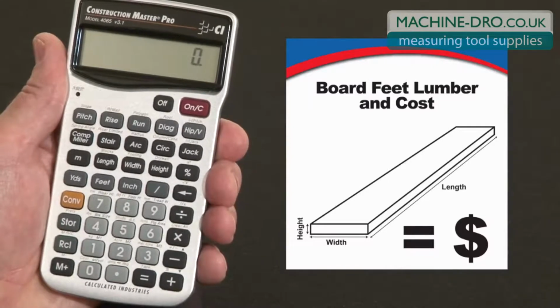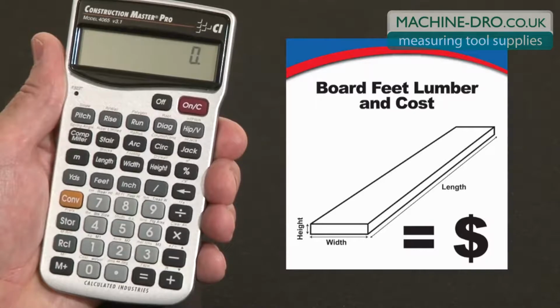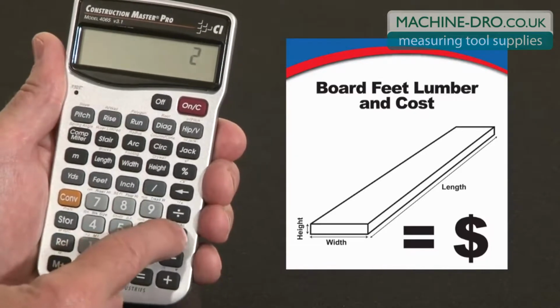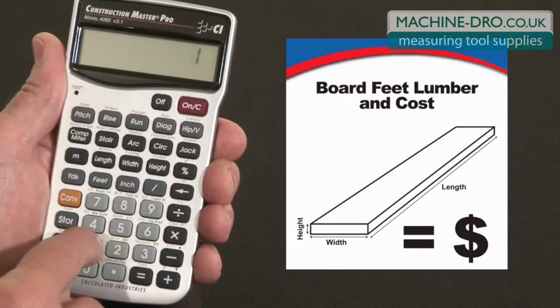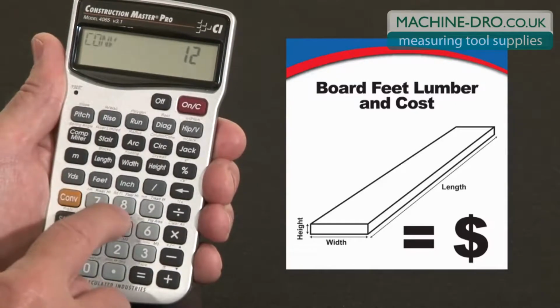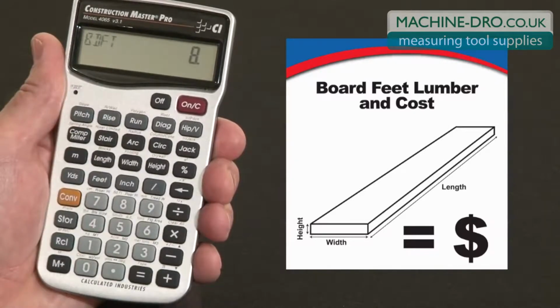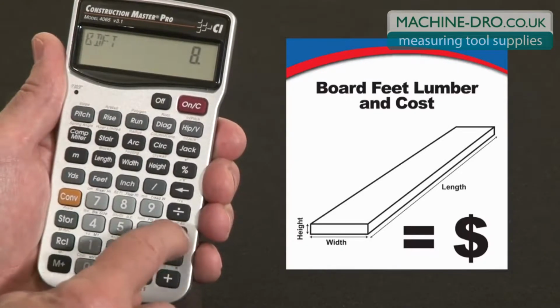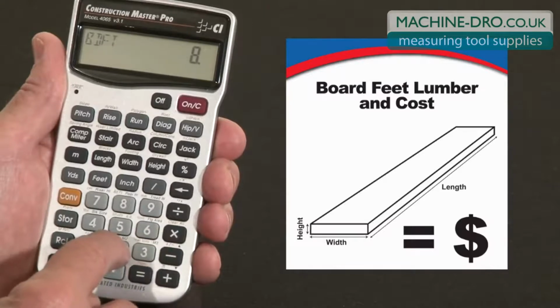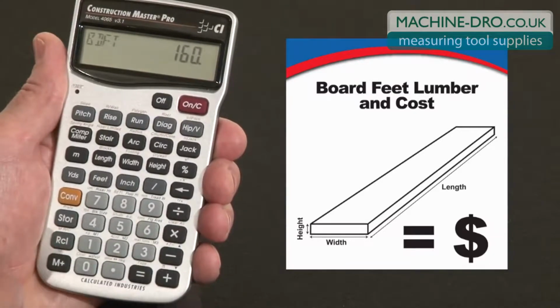by 8. Say our lumber list shows 20 pieces of 2 by 4 by 12. The way I'd enter that is 2 by 4 by 12, convert, and over the 8 key it says board feet, the second function. So 2 by 4 by 12 is 8 board feet. Say I need 20 of those, times 20 equals 160 board feet.